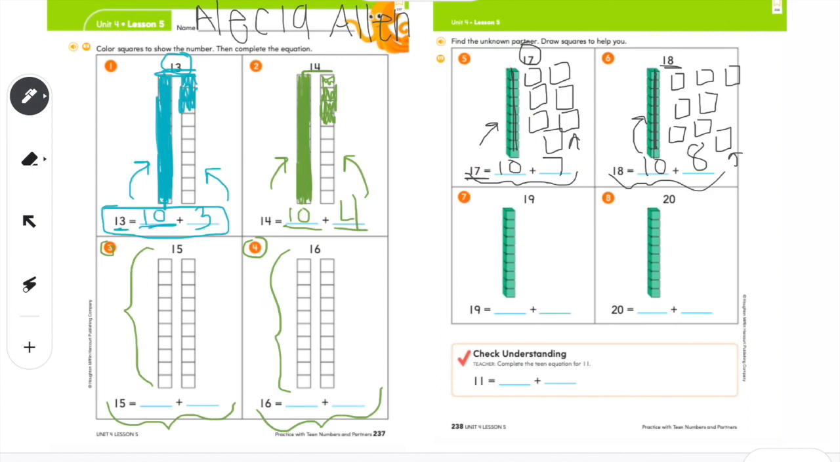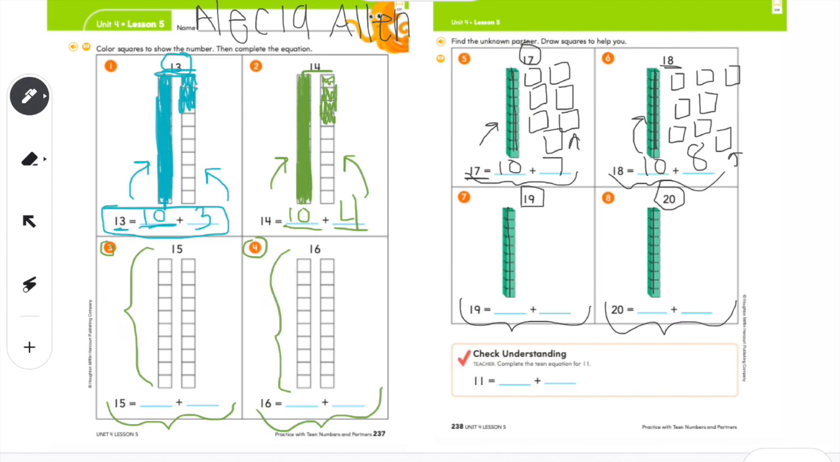I want you to try to do the bottom two all by yourself. So remember, this stick has 10 in it. Count on until you get to this number. Don't forget to do your equation. Same for this one. There's 10 in your 10 stick. Count on to get to this number. And don't forget to do your equation.